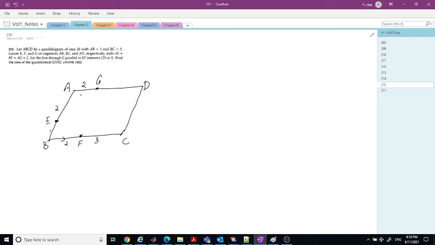So these are parallel and they are all equal. So AGFB is also a parallelogram. Okay, AGFB is also a parallelogram. Then the line through the G parallel to EF. Okay, so this is the EF, and the line through the G parallel to EF intersects the CD at H. We want to find the area of quadrilateral EFGH.